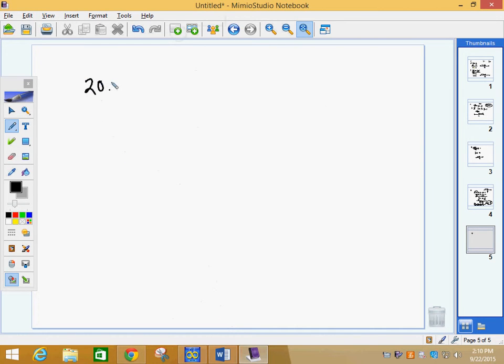We'll now look at number 20 from the review. So this one is a lot like the previous example where my first step is distribution. Distribute the 3. 3 times r is 3r. 3 times a minus 6 is minus 18. Bring the rest down.